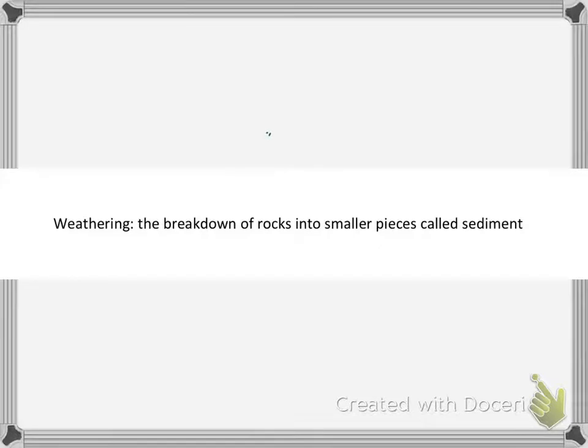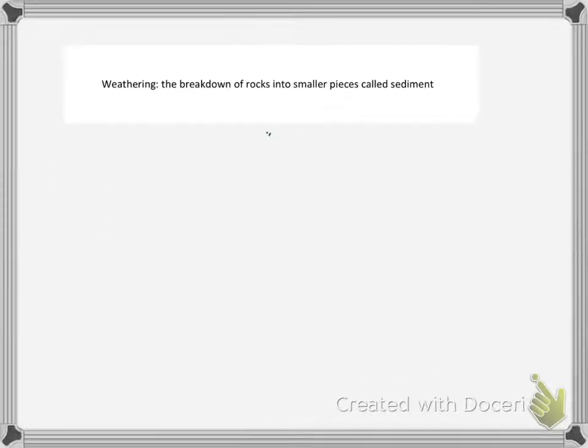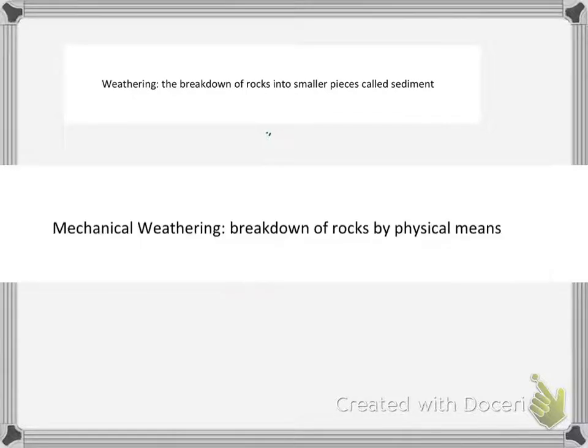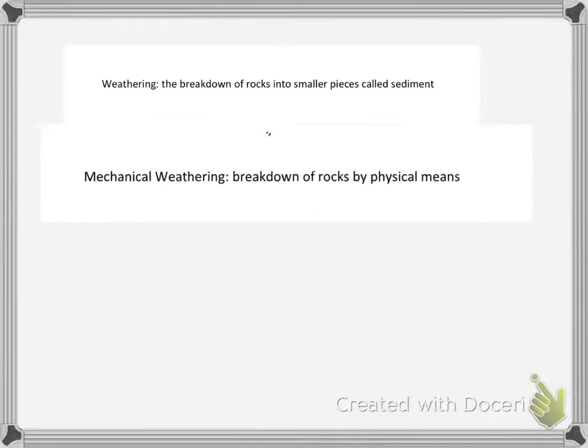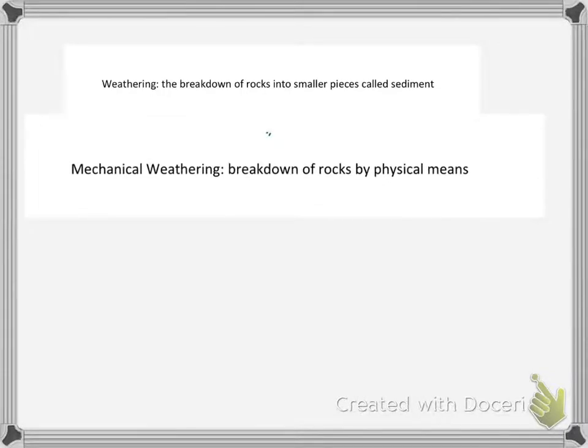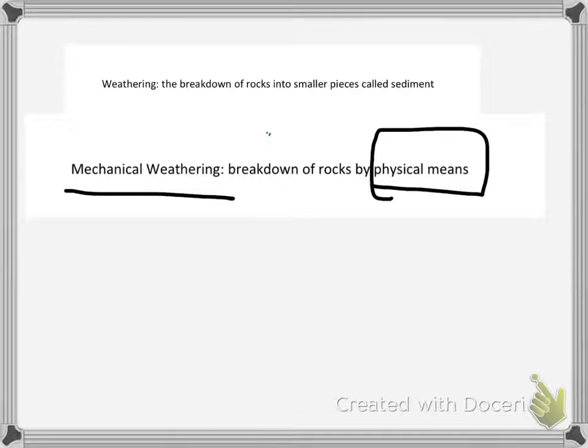Okay, we're going to start by defining weathering. Weathering is just the breakdown of rocks into smaller pieces, into sediment. There are two subtypes of weathering, though, that we're going to talk about. The first is mechanical weathering. In mechanical weathering, you have the breakdown of rocks by physical means. So physical means is the key point there.